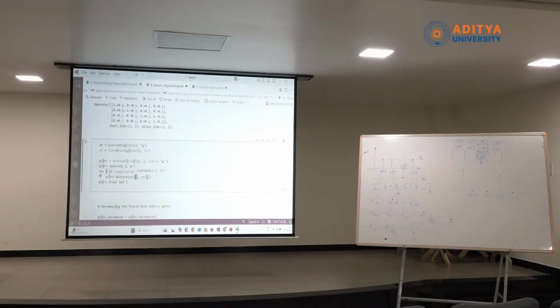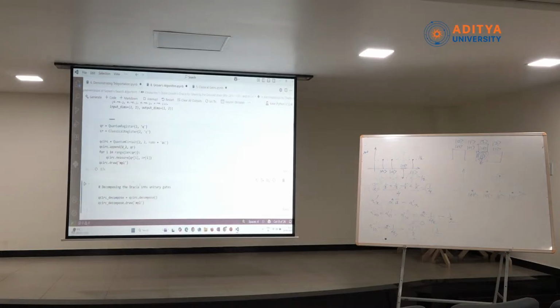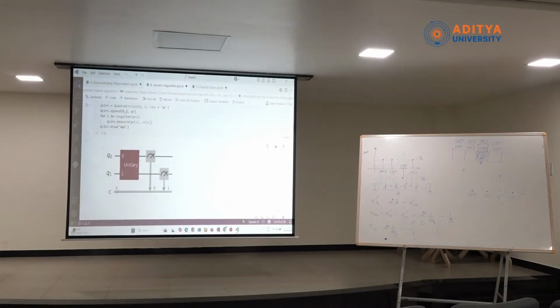So initially we are just checking, okay, whether the things are encoded or not, whether the things are appended or not. And after that we are just plotting our unitary. So this is the unitary. What does this unitary contain? It contains these 4: 00, 01, 10, 11. But you are only able to see the unitary.